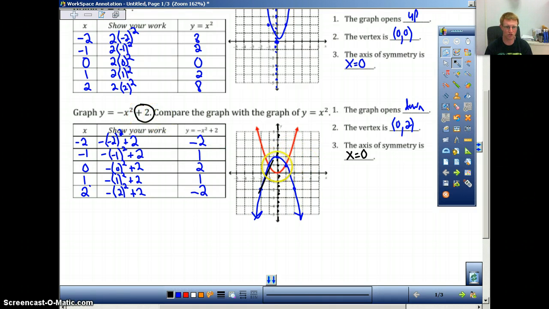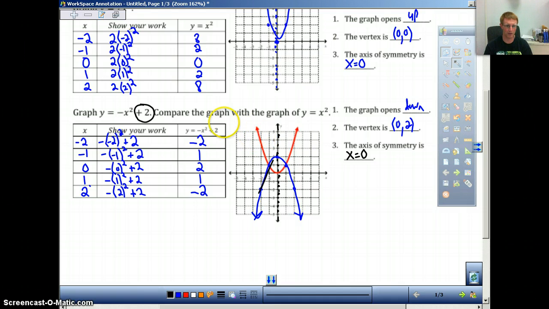Notice our parabola shifted. It shifted up 2. So before it was starting at 0, comma 0, and because of the plus 2, instead of it being at 0, comma 0, it was now at the y value of 2. So the c value shifts your parabola up and down accordingly based on where you're starting.